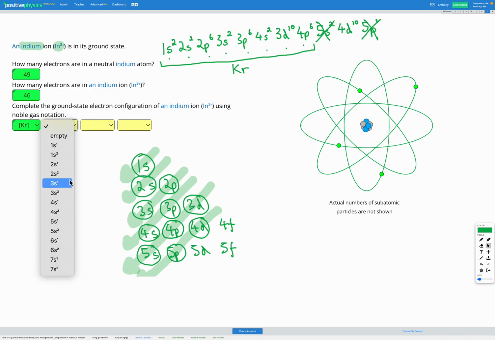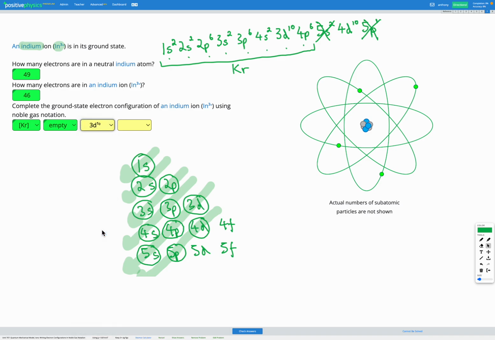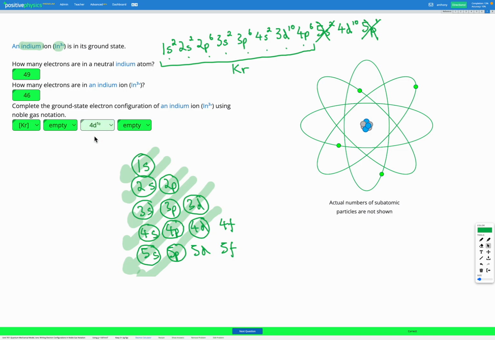The 5s subshell is empty because we removed electrons from that to form our ion. The 4d subshell has 10 electrons in it. Oops, that should be 4d there, not 3d. There we go. 4d subshell has 10 electrons, and the 5p is also empty. So it's important to remember our electrons are removed from the highest energy level first, not the highest sub-level. So here they're coming from 5. They don't come out of the 4 there, even though we filled that one first.